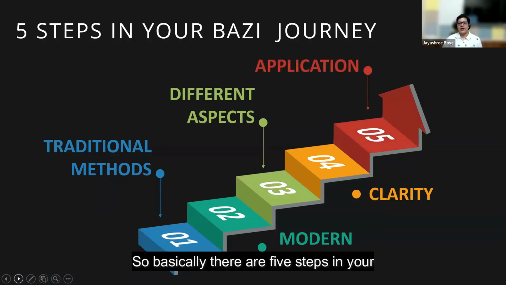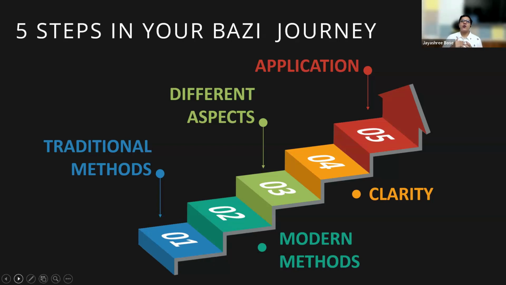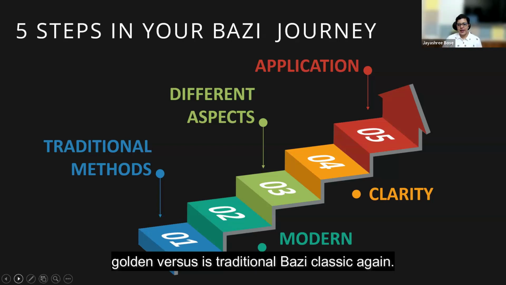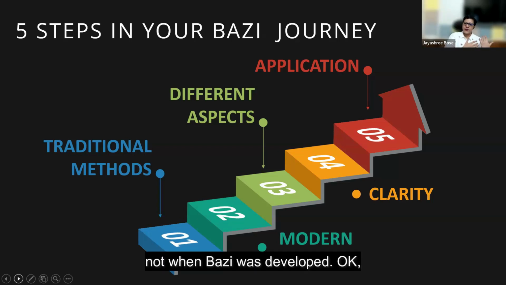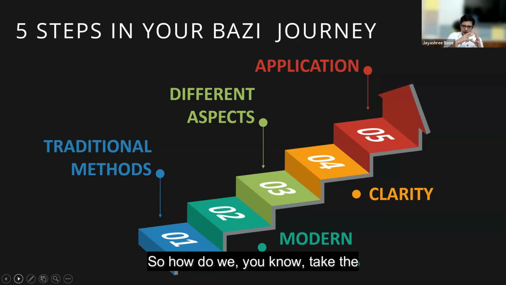So basically, there are 5 steps in your BaZi journey. You learn the traditional methods, like Di Tian Sui, which is a traditional BaZi classic. Golden verses is a traditional BaZi classic again. Then you have the 60 Jiazis, again traditional BaZi. And then we blend in the modern methods, as in methods which are suitable for the 21st century, not when BaZi was developed. These classics were written long, long time back. So how do we take the traditional method and apply it in the modern world? We look into the different aspects. You gain clarity, and then you also learn application of BaZi, how to apply BaZi.